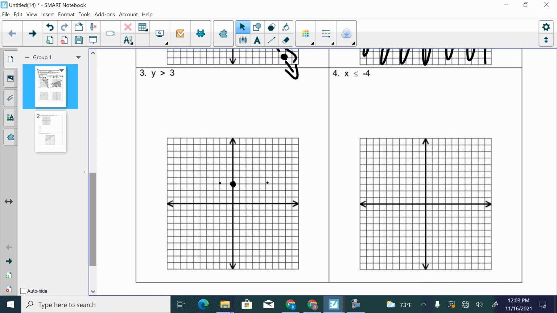Okay, but before we draw the line, is it going to be dotted or solid? Dotted. I got my dotted horizontal line here. And it said we want to be where y is greater than. So where are we shading? Good.